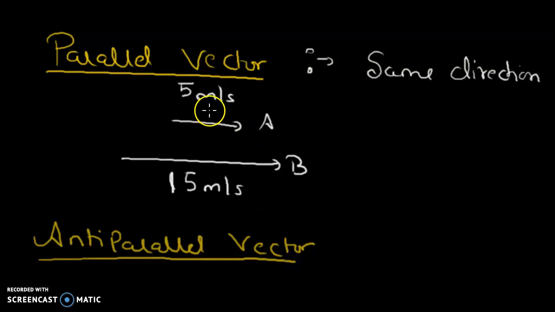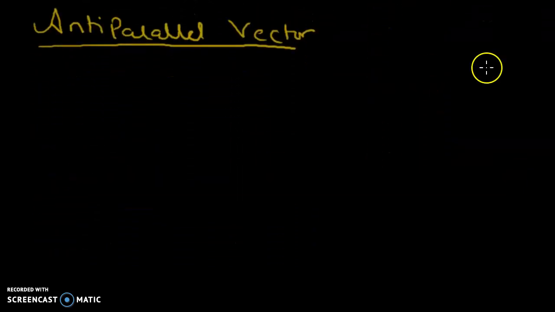What is the angle between parallel vectors? 0. So the angle between these two is 0. Okay, why I raised that topic here, you will understand.